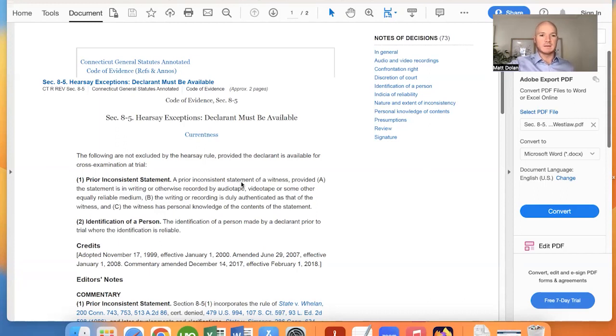A prior inconsistent statement of a witness is admissible as an exception to hearsay, provided the statement is in writing or otherwise recorded by audio tape, videotape, or some other equally reliable medium. The writing or recording is duly authenticated as that of the witness. So somebody testifying at trial has to identify it as being the person who made the statement. And the witness has personal knowledge of the contents of the statement. That can be a little confusing.